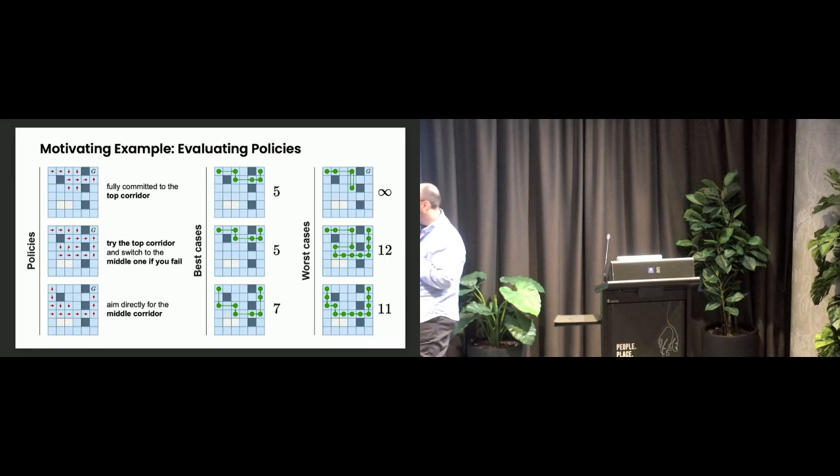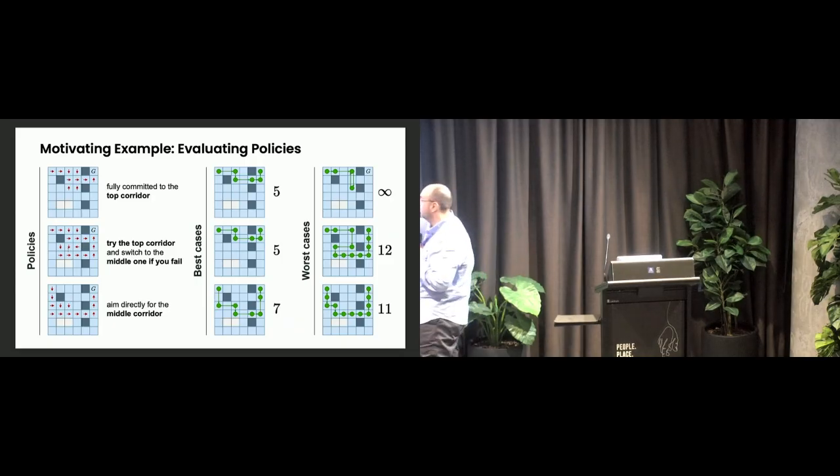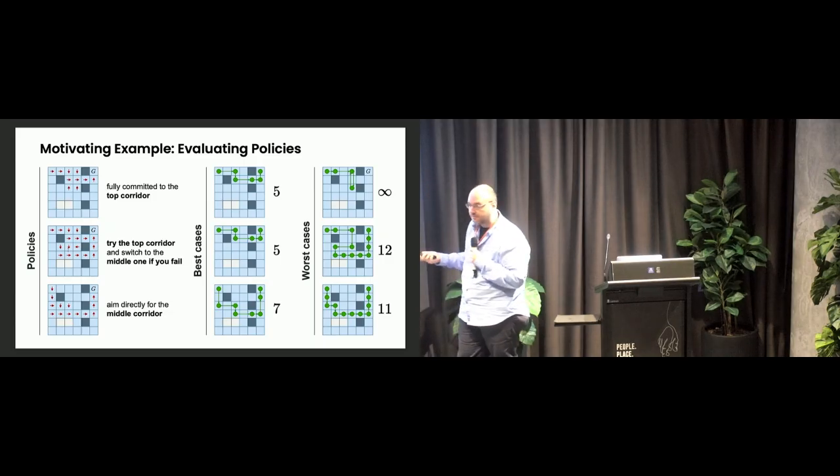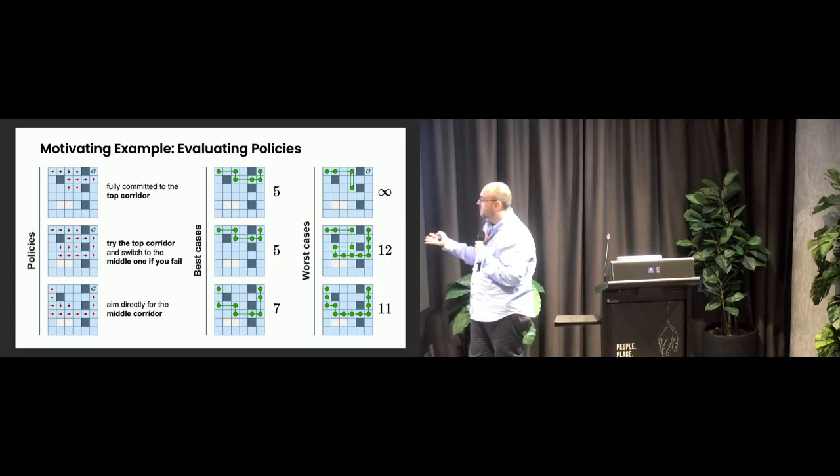And then we have the last policy, which never tries to go for the top corridor and instead goes directly for the safest middle corridor. So in this case, we have a higher best case at 7 and a lower worst case at 11. So looking at the figures, looking for example first at the best case, we can see that the first and second policies are equally good. But when we consider the best and worst case together, we realize that the second policy is actually more balanced. And then we have the third policy, which is not really comparable to the other two because it's better in some regards and worse in others.